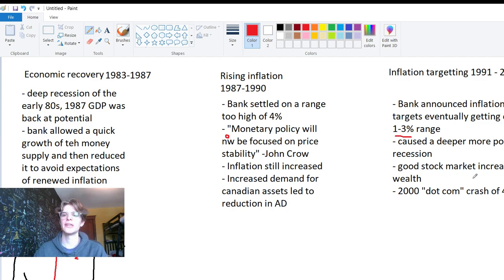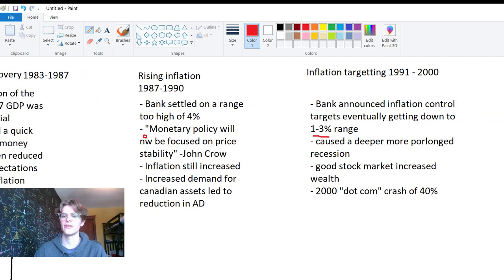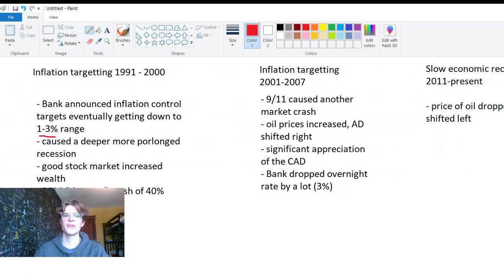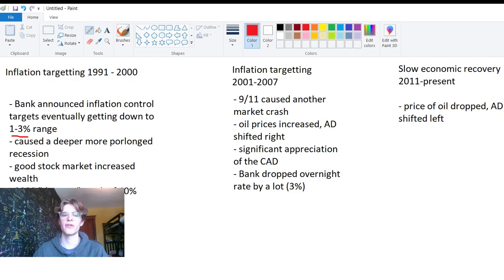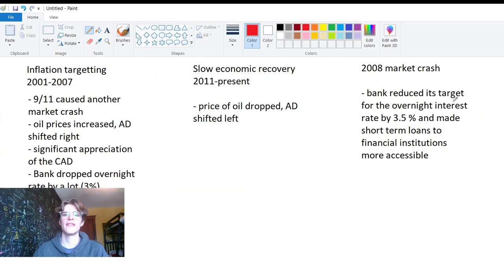But there was a good stock market at that time, which was increasing wealth. And then at the end, around 2000, there was the dot-com stock market crash, and stocks went down by like 40%. So that caused a bit of a recession. 9/11 caused another stock market crash, but then oil prices increased, and Canada exports a lot of oil, so our AD shifted right. That gave us a big appreciation of the Canadian dollar, and the bank also dropped the overnight rate by a lot.